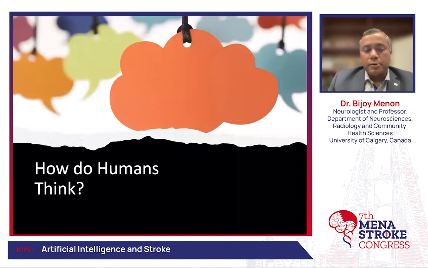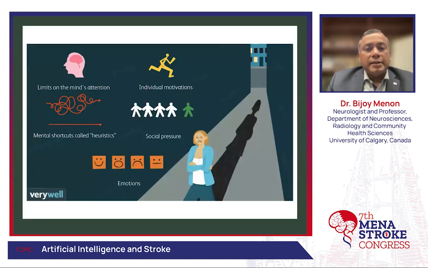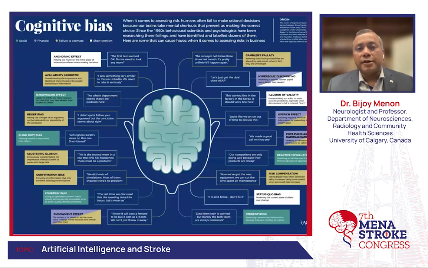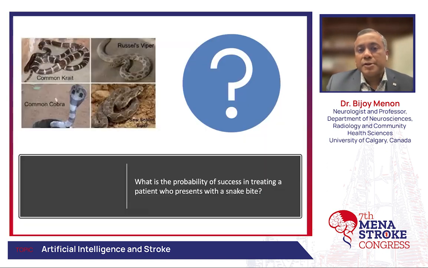So before we go to our topic, we've got to understand how humans think. When we humans think, and as physicians when we make decisions, our decisions are not fully rational. There are individual motivations. There's the pressure that's around us: societal, community pressure, patient and family pressure. There are what we call heuristics in our mind. There are limits on our attention and how and when we make these decisions. And there are all these cognitive biases that actually affect our clinical decision making.